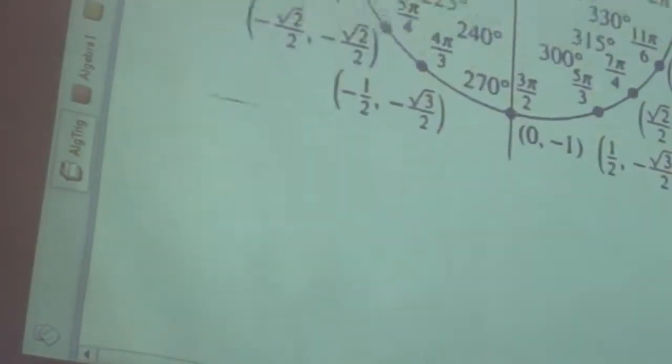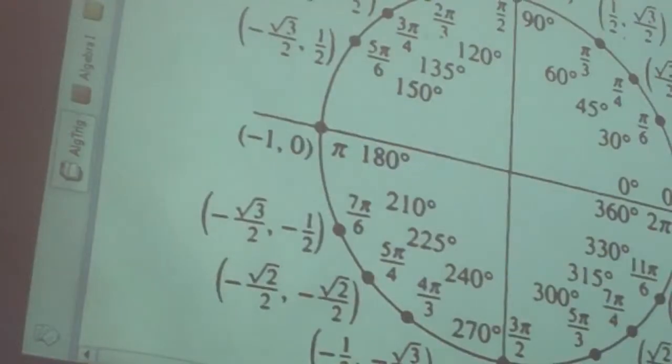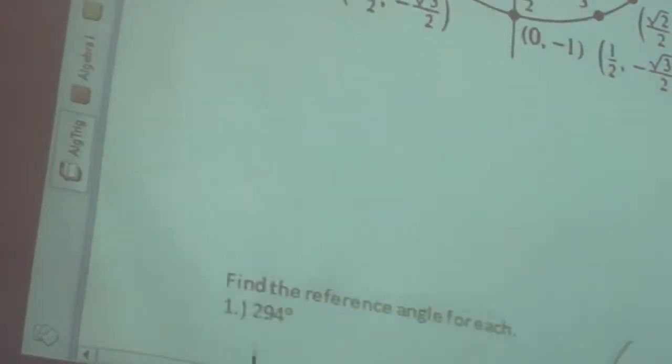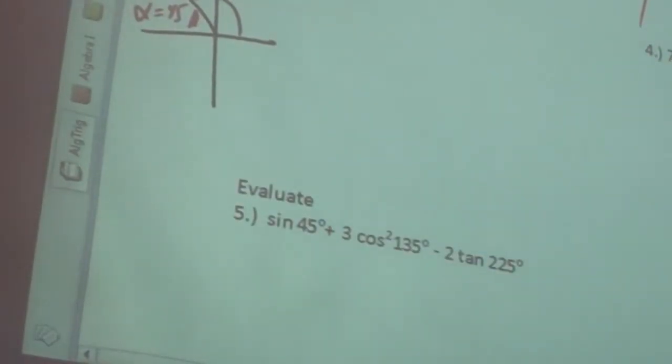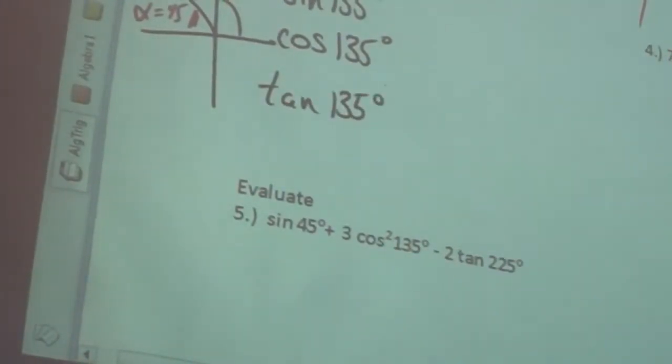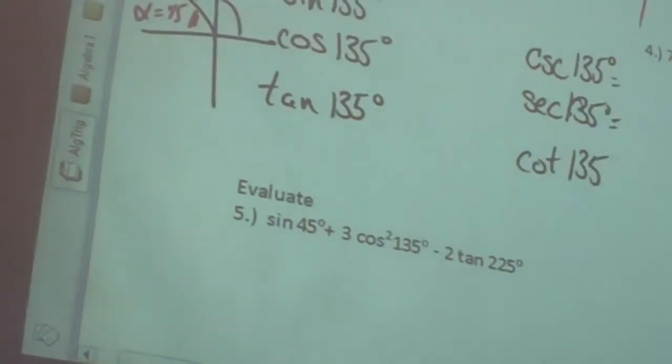If you didn't know that, for right now you have your unit circle, and here it is. 135, it's right there. So when I want to know the 6 trig functions, I'm going to do sine of 135. I'm going to do all 6 of them. Cosine, tangent. What are the other 3? Secant, cosecant. Secant pairs up with cosine. What's the other word? Cosecant. And then the last one is? Cotangent.